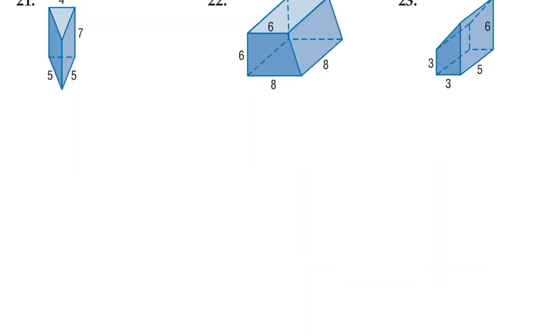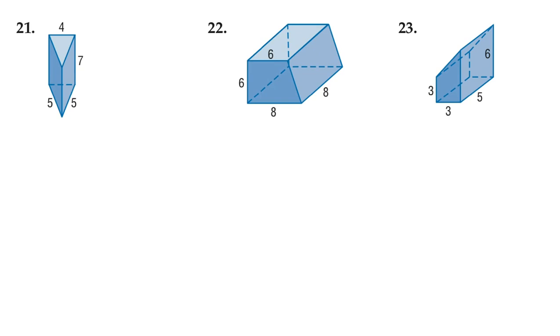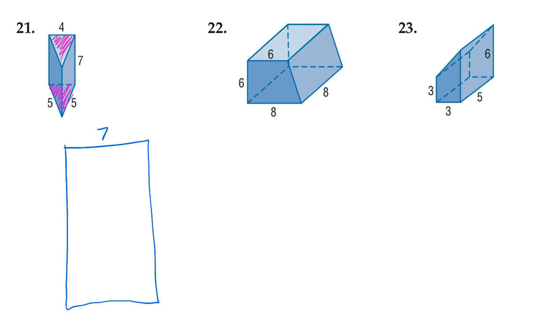All right, let's do one more group here. All right, so let's open up these lateral faces. Again, I'm going to leave the bases of this prism here as sticking out from the lateral faces. So if I open up the lateral faces, the distance between the bases is 7. And so one edge is 4, and then the other two are 5 and 5.